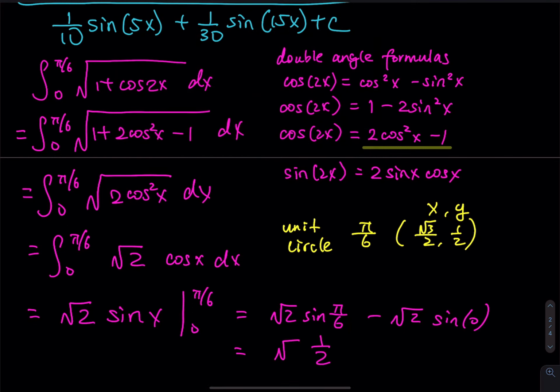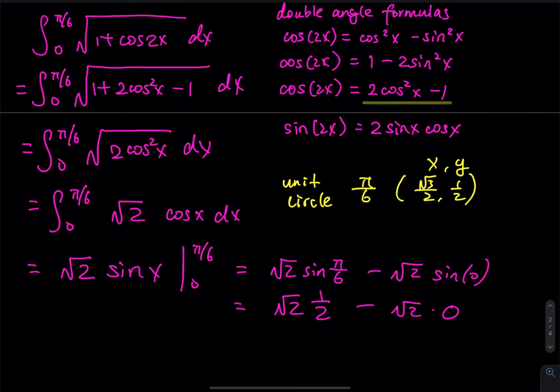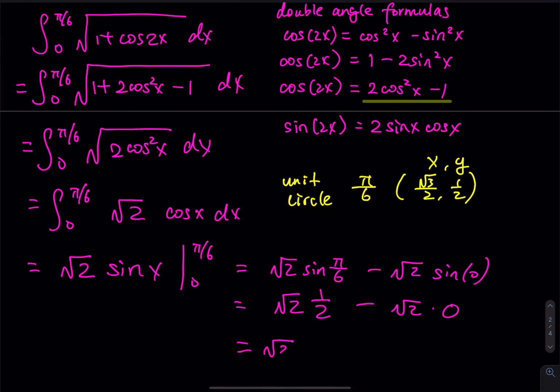So you have root 2 times 1/2 minus root 2 times sine of 0, which is 0. So overall, the answer is equal to root 2 divided by 2. And this is the final answer to the second integral.